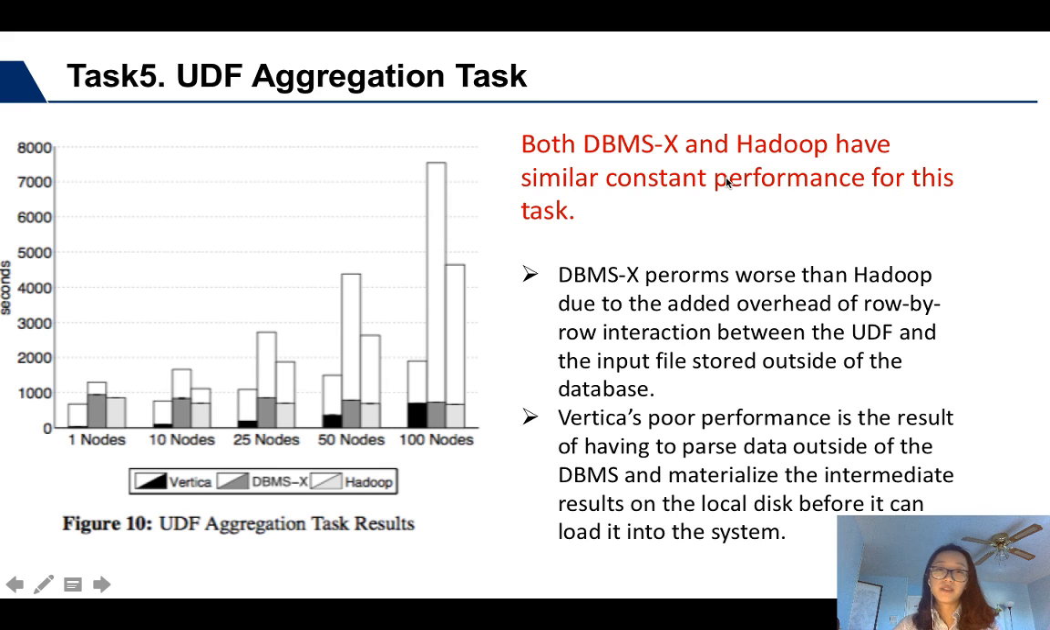It's not that big a difference from the former tasks. DBMS X performs worse than Hadoop due to the added overhead of the row-by-row interaction between the UDF and the input files stored outside of the database, and Vertica's poor performance is a result of having to parse data outside of the database management system, and materialize the intermediate result on the local disk before it can be loaded into the system.